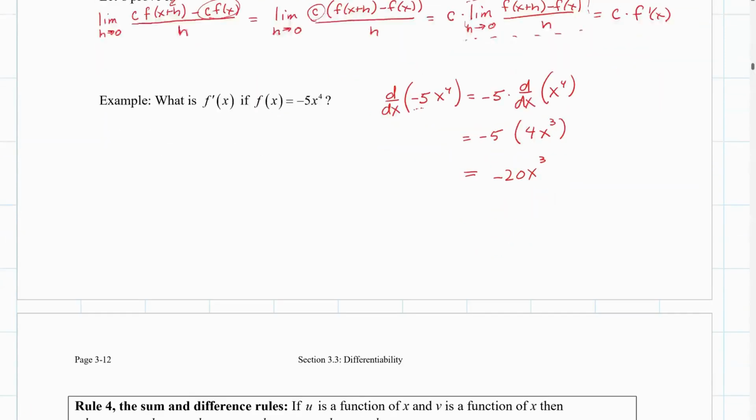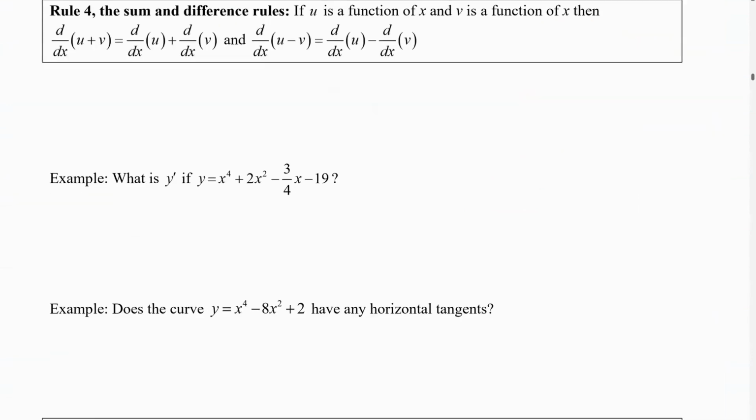Here's our third rule. How about our fourth rule? The sum and the difference rule. It says, let u and v be functions of x. Great, they're functions of x. All right. It says, if you take the derivative of the sum of two functions, you can think of it as the sum of the two derivatives of those functions.